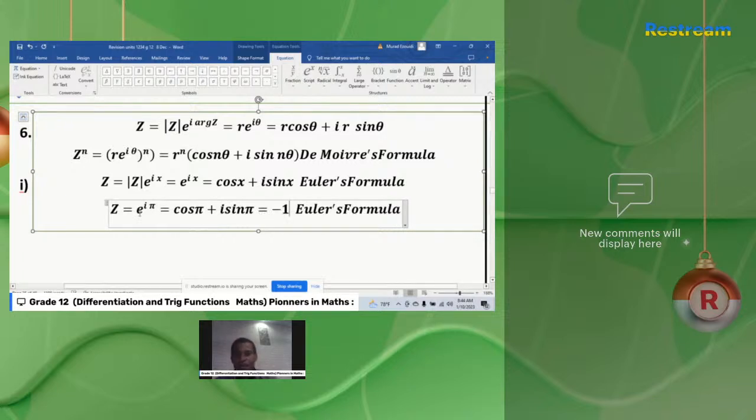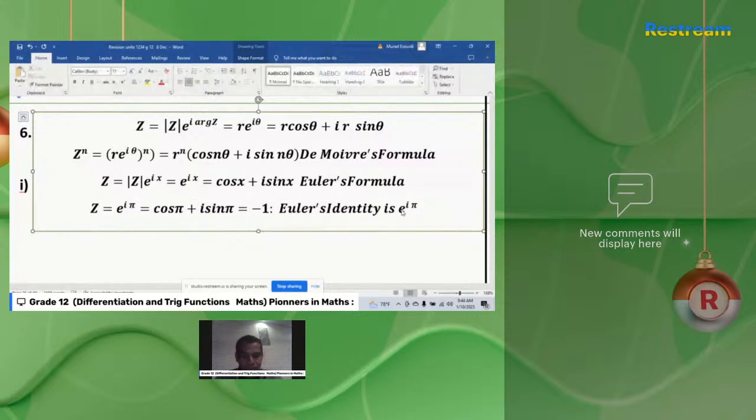Therefore, I will just write again: Euler's formula has two points, Euler's identity is the following. Oh, sorry, where is it? Sorry, again, I will go back, I will go like that.